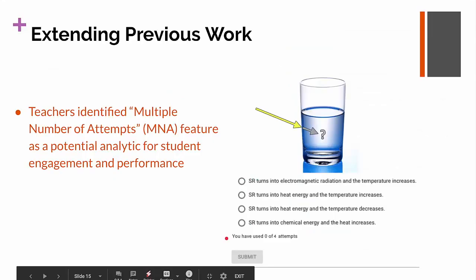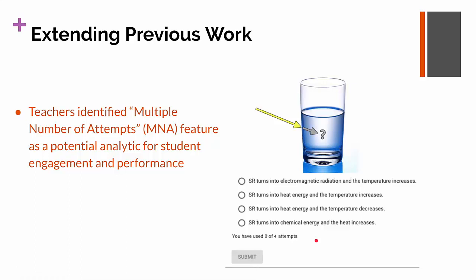So what we chose to develop the learning analytics from actually came from previous work where teachers identified that one of the WISE unit features, this multiple number of attempts feature, could provide them with useful information regarding student engagement and performance. The way this feature works is that the unit designer will set the maximum number of attempts for a given multiple choice answer. So in this case, the attempt limit has been set at 4, and so students will have 4 opportunities to submit an answer for this response.